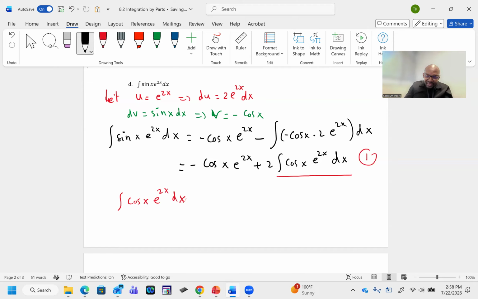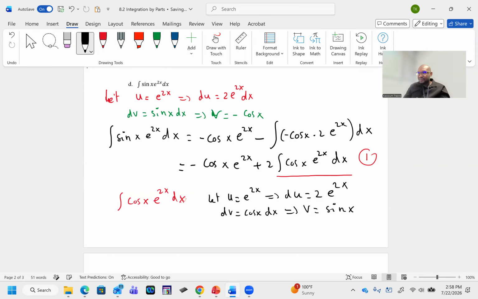I will let u be equal to e to the power of 2x. Then my du will be what? 2e to the power of 2x. And then dv is cosine x dx. Then v will be sine of x, right? So if I do that, my integral will become now that integral.